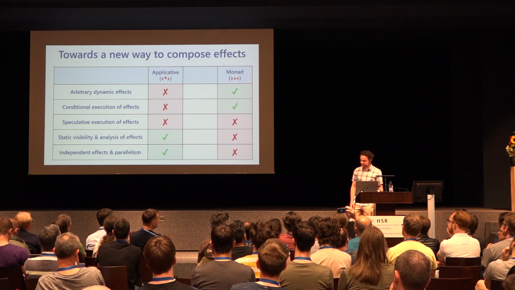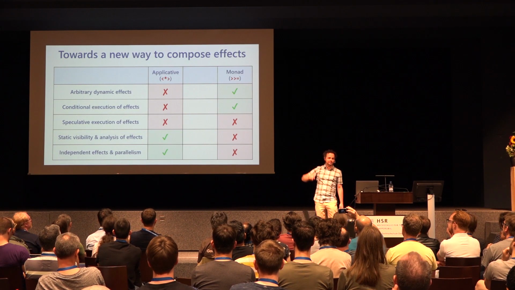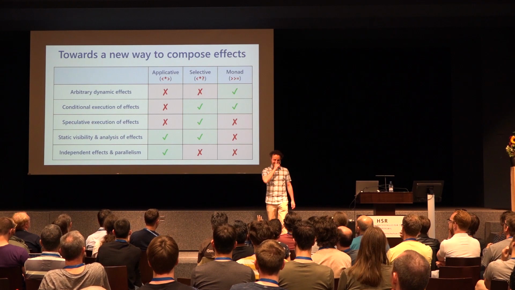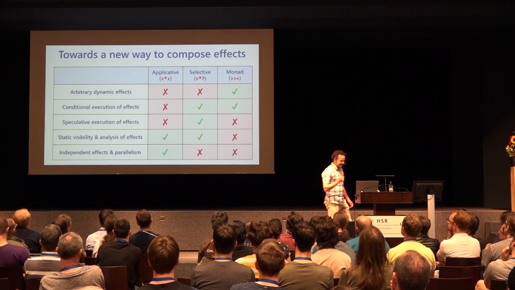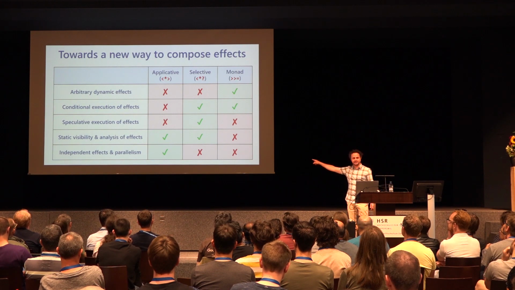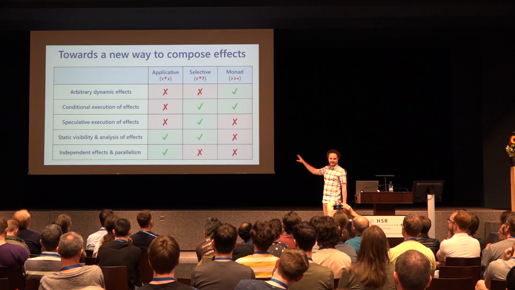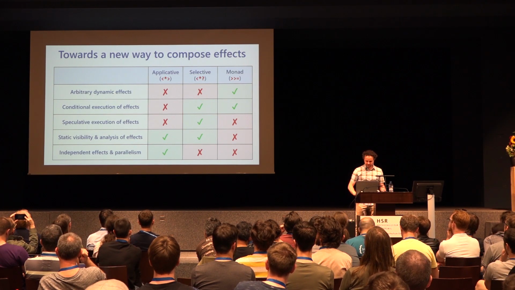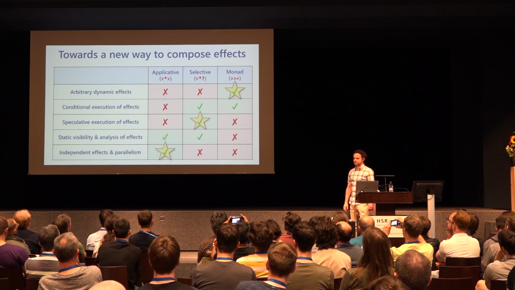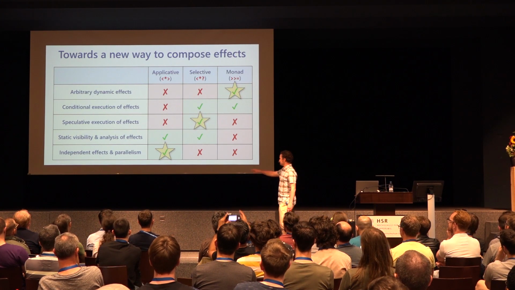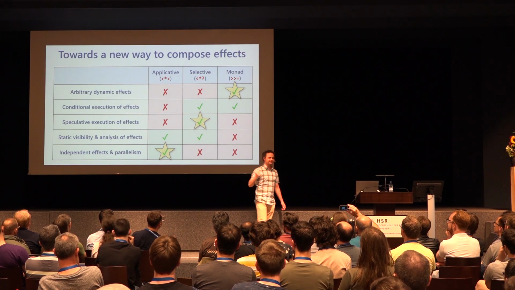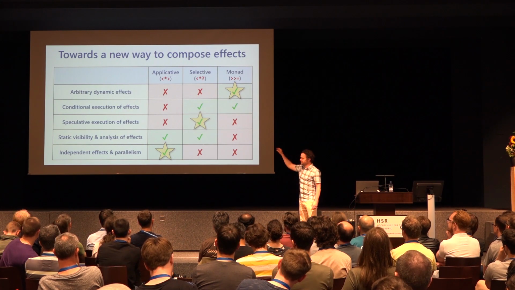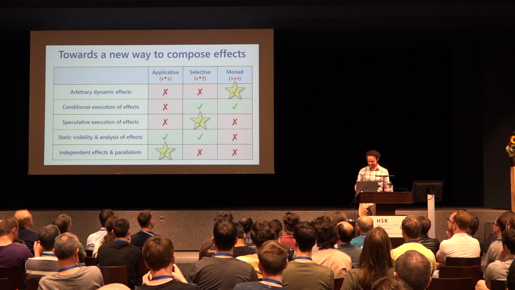In this talk I'm going to introduce this abstraction in between. Yes, it cannot do arbitrary dynamic effects, but it can do conditional execution effects. It cannot express dependence effects, but it can have a limited form of dependence. On the other hand, it can do speculative execution. What I find interesting is that each of these abstractions has its own superpower. Applicative functors' superpower is independent effects. This is something that only they can do. Monads can do arbitrary dynamic effects, and speculative execution is for selective functors.